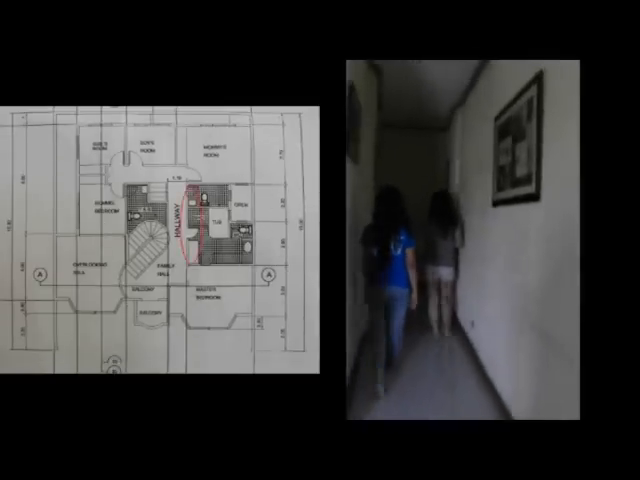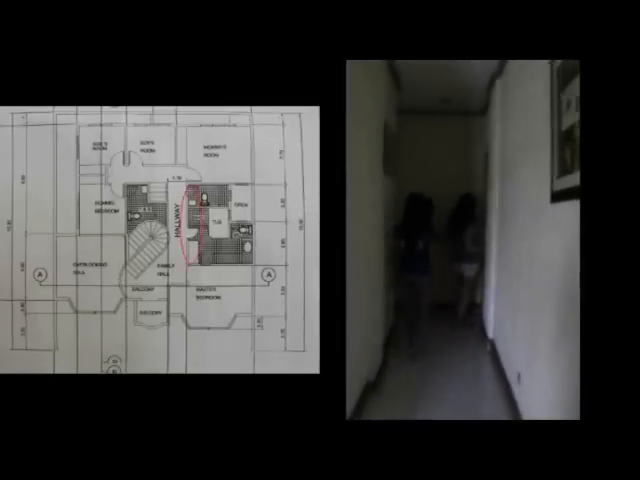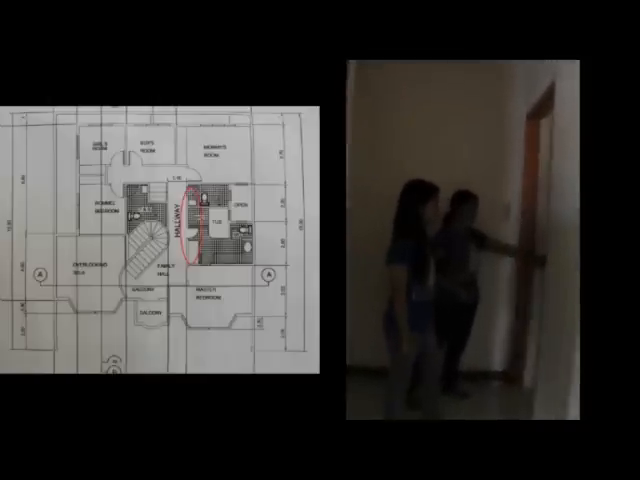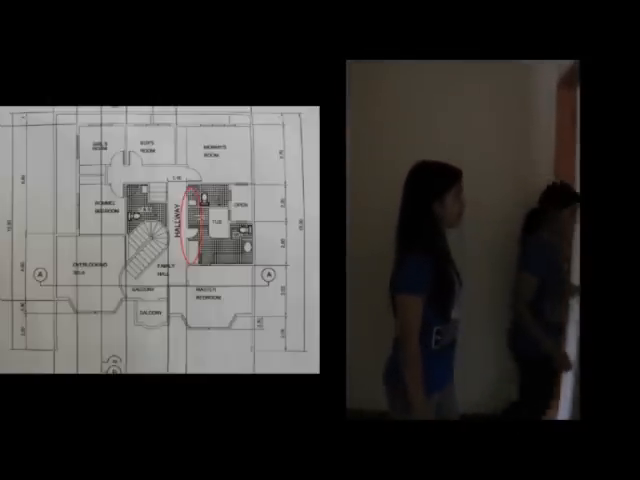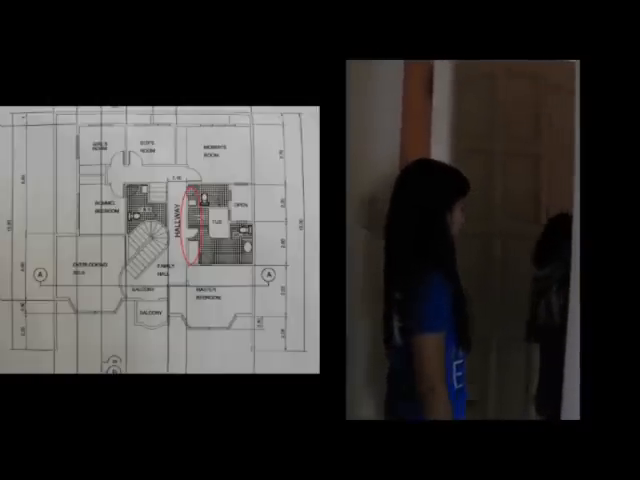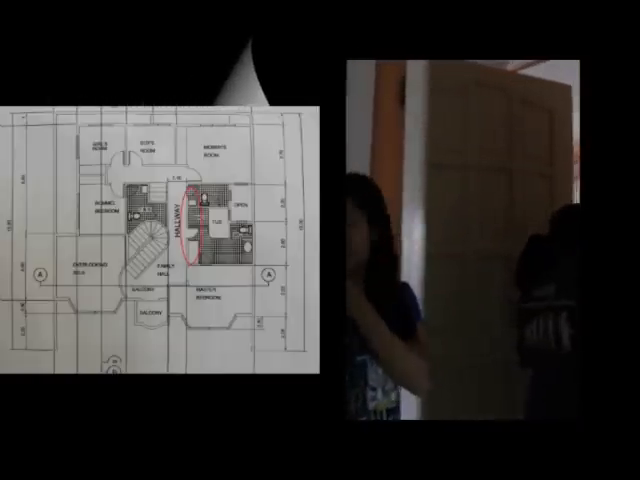On our way going to the bedroom, you can see that on the right side of the hallway, there are 2 doors leading to the 2 comfort rooms. But in the actual view, those doors are really inside the 2 bedrooms.